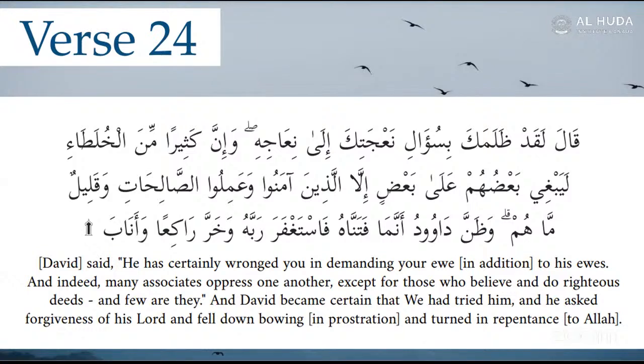Okay? Or this means that he was tested so that he would understand that it's not right to hear just one side of the story and not hear the other side and then pass judgment. Okay?